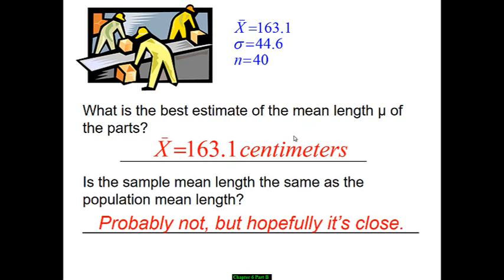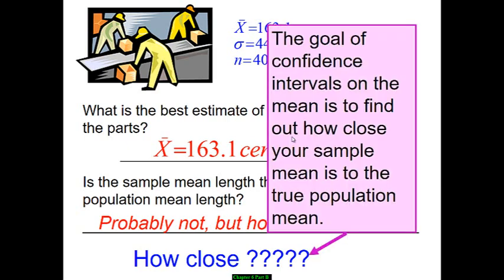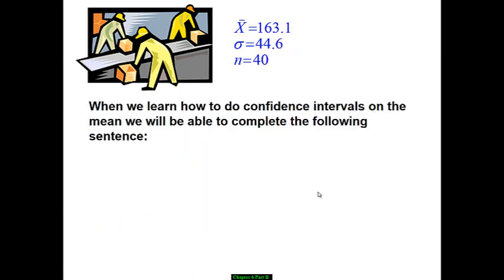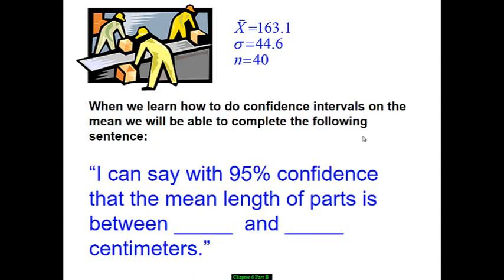That's what confidence intervals is all about. Think of a net that you're throwing out and seeing if you can catch the population mean. So now, how close? Well, that depends on how confident you want to be. The goal of the confidence interval on the mean is to find out how close your sample mean is to the true population mean.